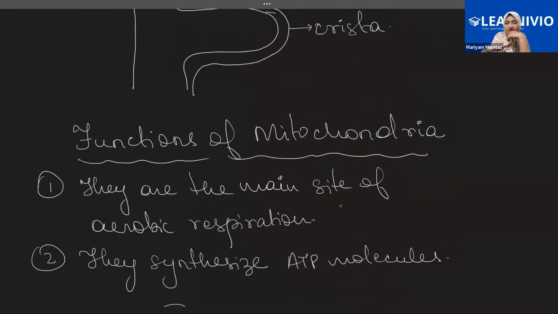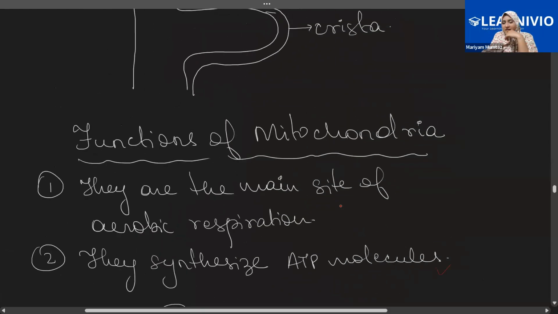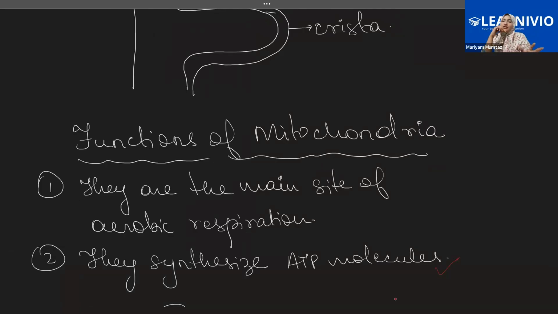Now talking about the functions of the mitochondria. Obviously we know that it synthesizes the ATP molecule, and the mitochondria is where aerobic respiration takes place. There is anaerobic respiration, then there is aerobic respiration. So the aerobic respiration takes place in the mitochondria. Got it? Yes, ma'am. Any doubts?